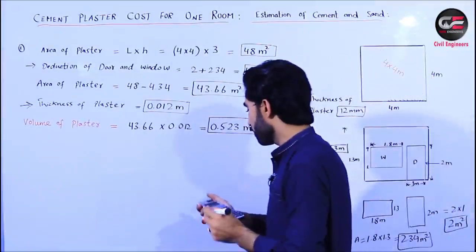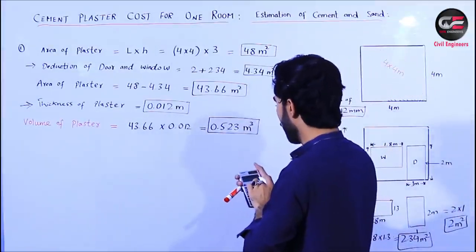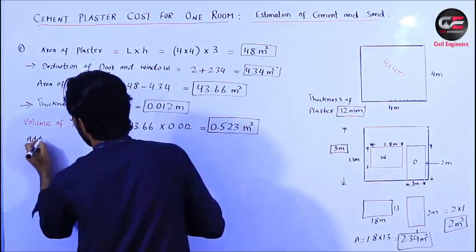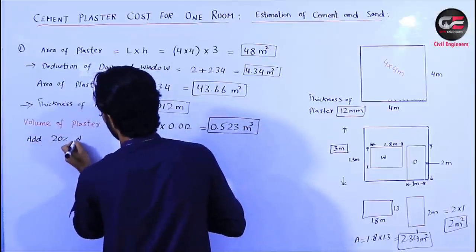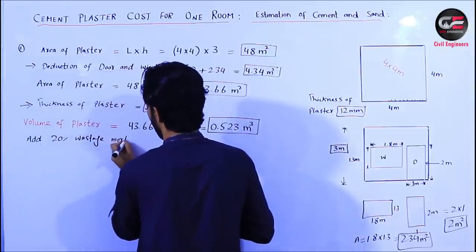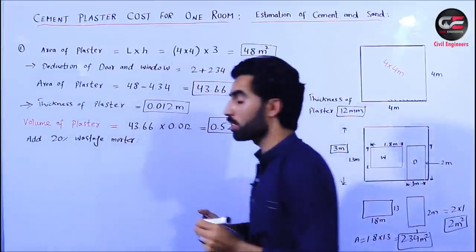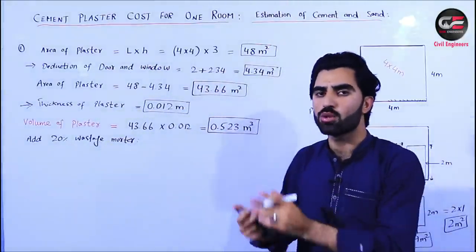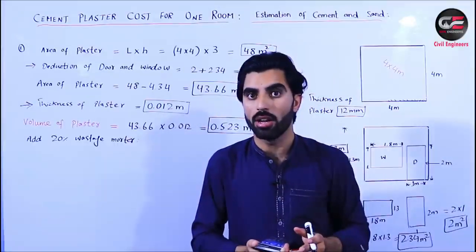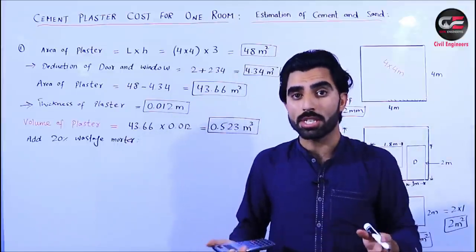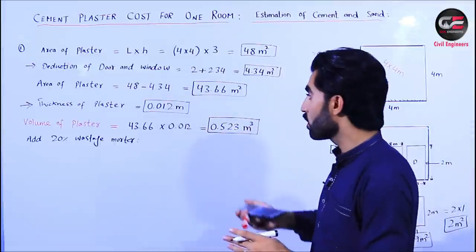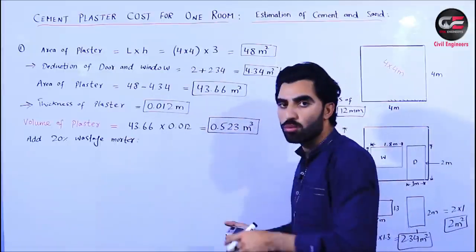Now guys, you can see here, add 20% wastage material, wastage mortar. Why 20%? Because nowadays labor and masons don't care about your material. During plastering for a house or a room, they waste about 20% material. Therefore, we will add 20% material to this volume.